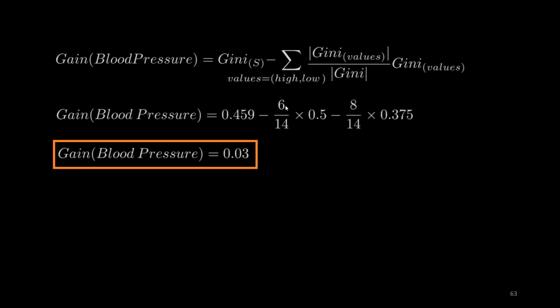So high appears 6 times, so its weight will be 6 by 14. Low appears 8 times. Its weight will be 8 by 14. Now we will multiply these weights with the Gini values and then subtract it from the Gini value of the dataset. We will get the information gain of blood pressure, which is a very small value here, only 0.03.